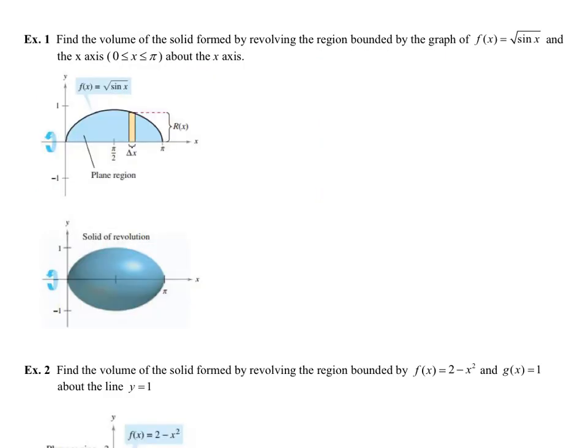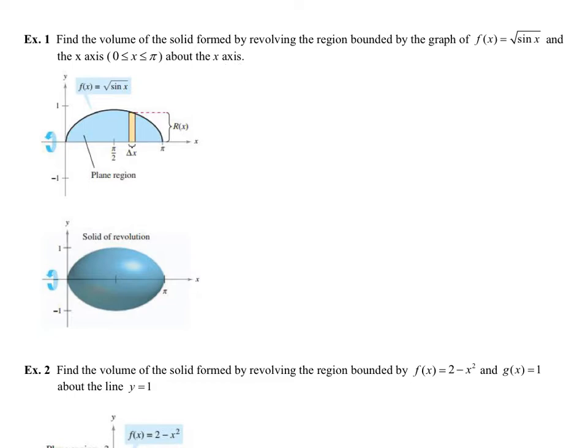So let's take a look at some examples and see how this works. Example number 1 says, find the volume of the solid formed by revolving the region bounded by the graph of f of x equals the square root of sine x, that's this function right here, and the x-axis from 0 to pi, and we're going to take that shape and rotate it about the x-axis.